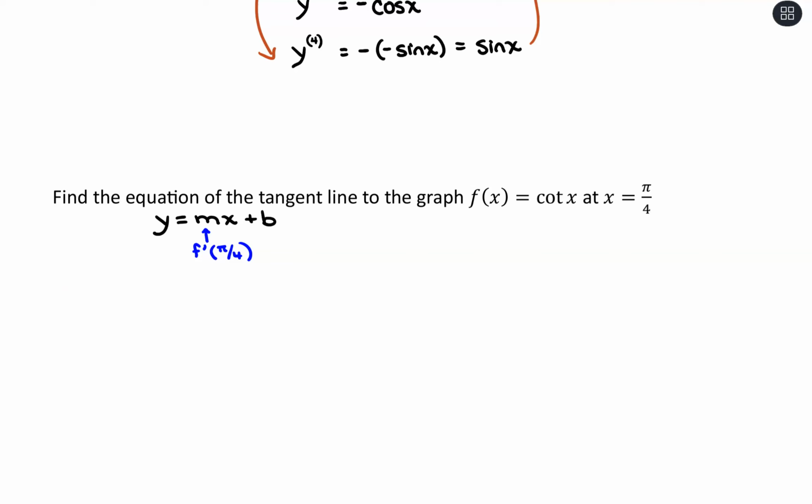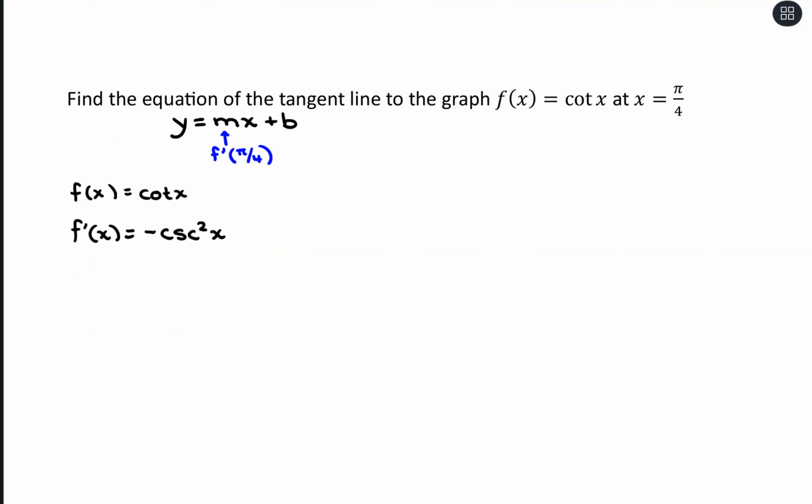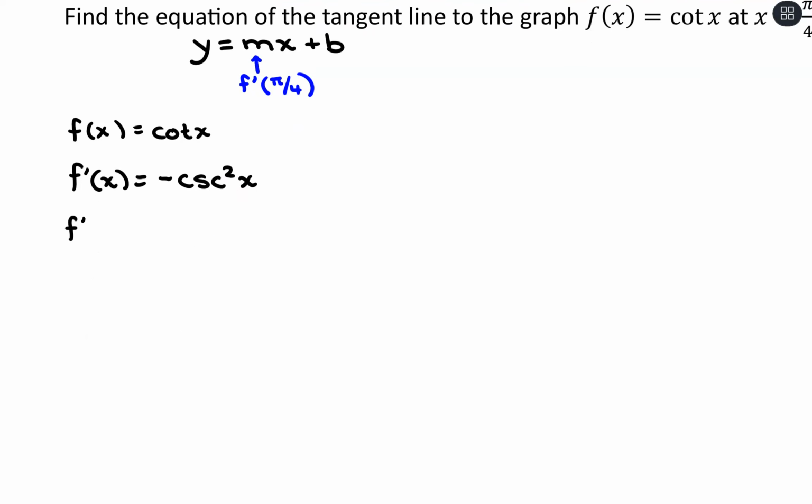So if f of x is equal to cotangent of x, and we take our first derivative, well, our first derivative is equal to negative cosecant squared of x, and we're going to evaluate this at pi over 4. So we're looking at negative cosecant squared of pi over 4, which is the same as negative 1 over sine squared of pi over 4.